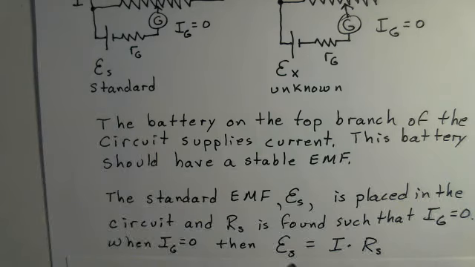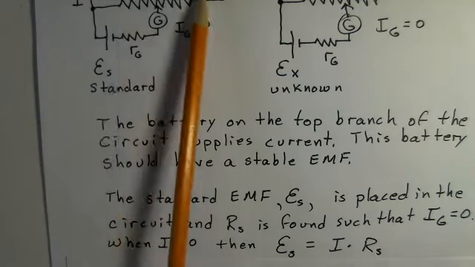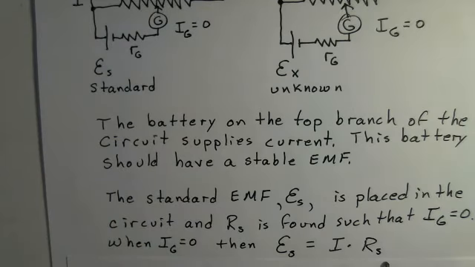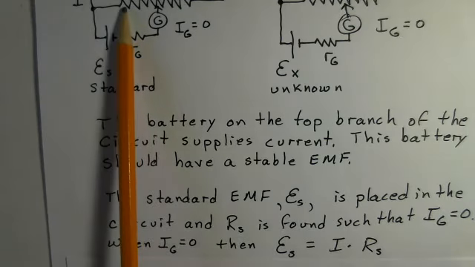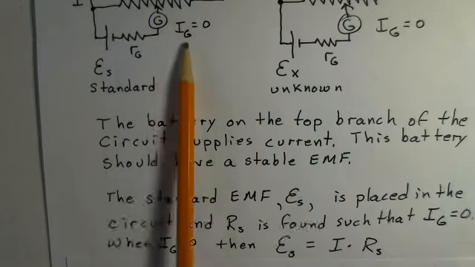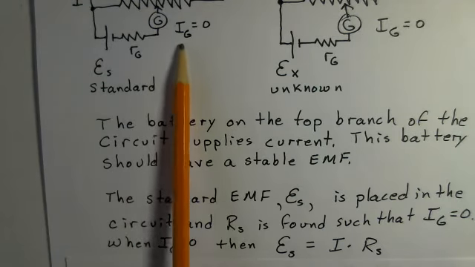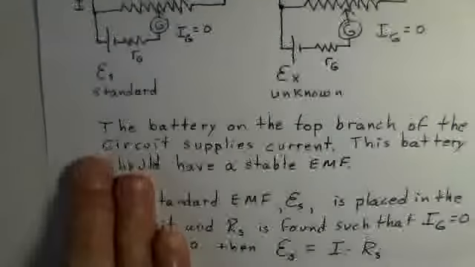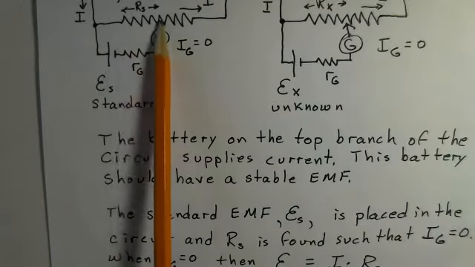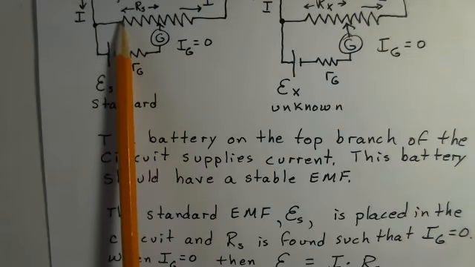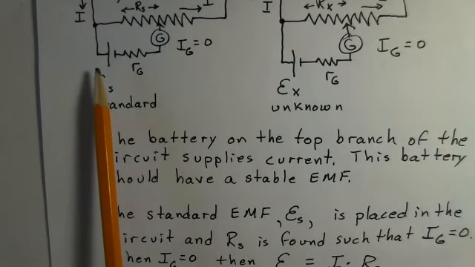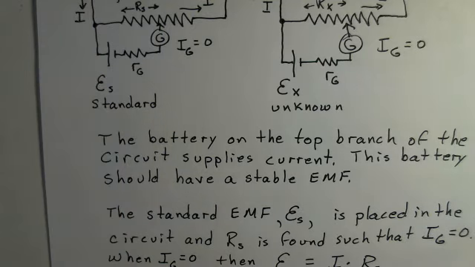We will have E sub s, the EMF of the standard cell, being equal to the current going through this potentiometer times that portion, this resistance right here. So our situation is to have the current in the galvanometer be 0, and to accomplish that, if we have a potential drop across R sub s that's the same size as the potential drop of our standard cell, we'll have no current going through this.